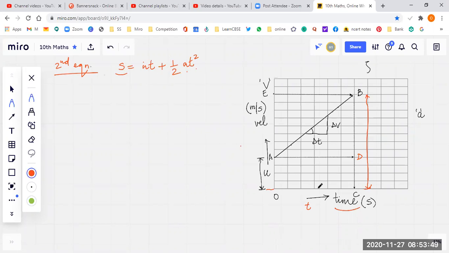This is very interesting. Now I will use the area under the graph. So students, now you see, I have told you what is the total distance traveled by the body when it started with velocity u and it ended with velocity v.